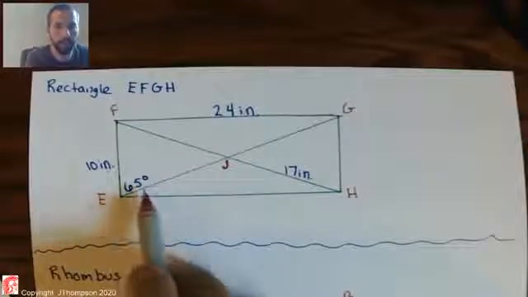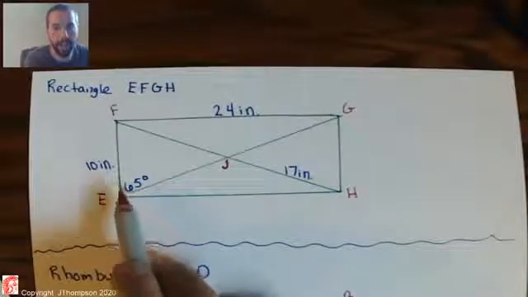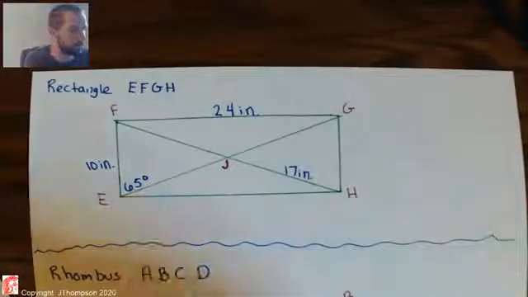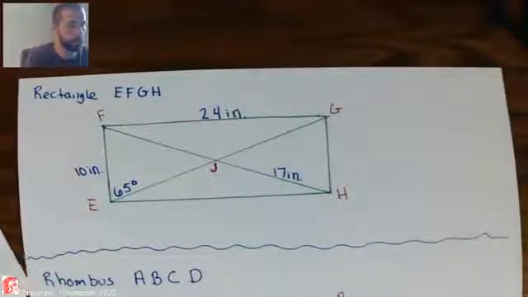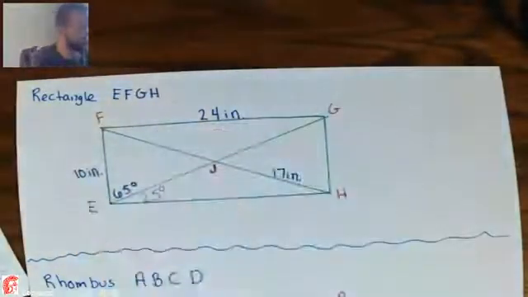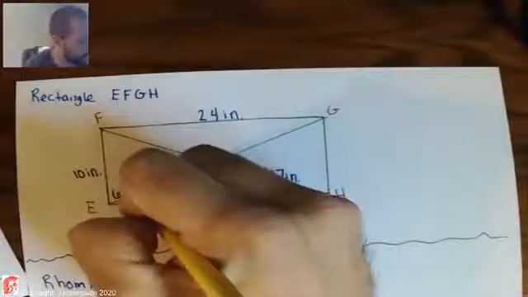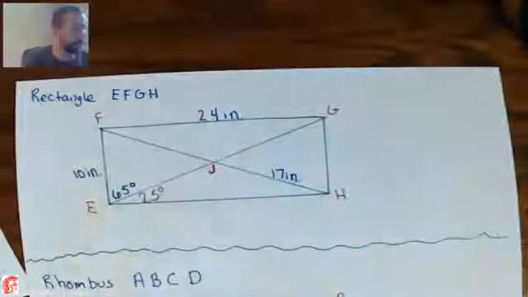So angle E, these two angles should add up to 90. So if angle FEJ is 65, we do 90 minus 65, and that would leave us with 25. So the angle that's missing down at that bottom corner, angle JEH, that's going to be 25 degrees. Okay, because the angles should be complementary because the corners add up to 90. All right.